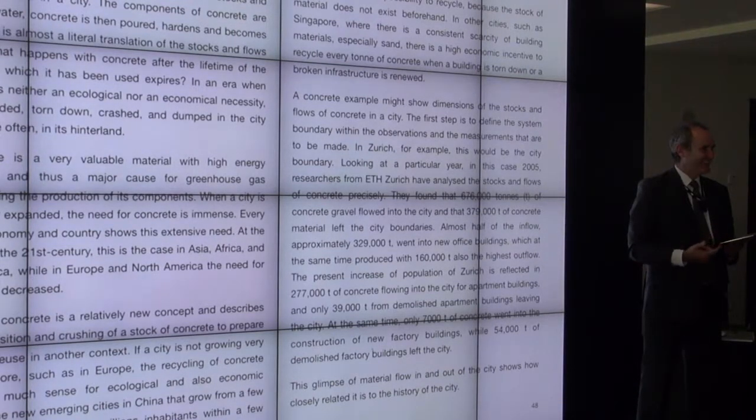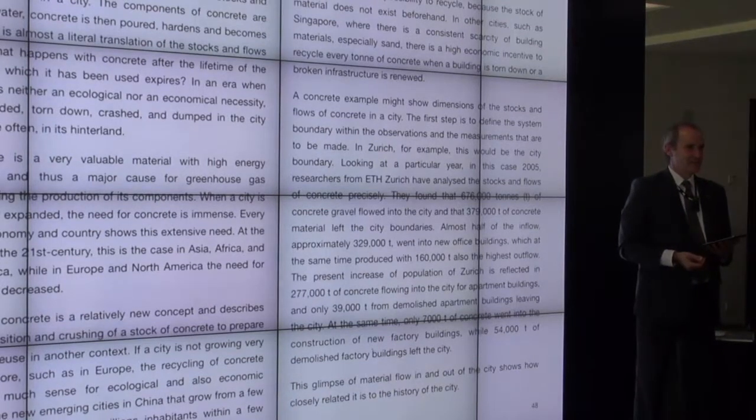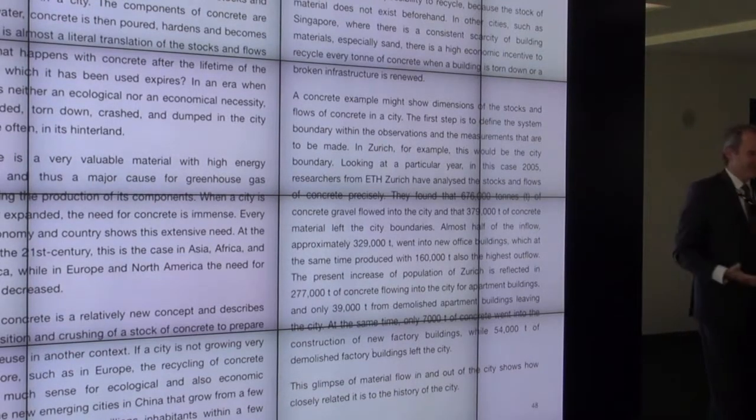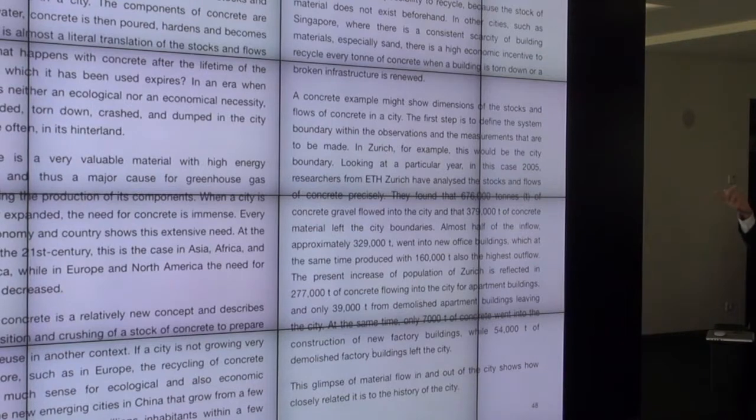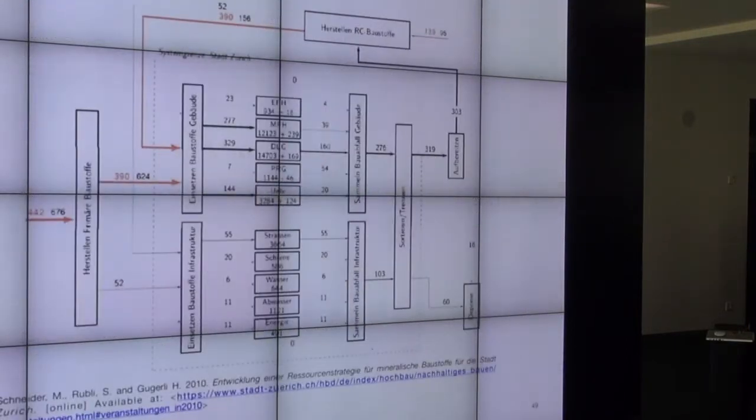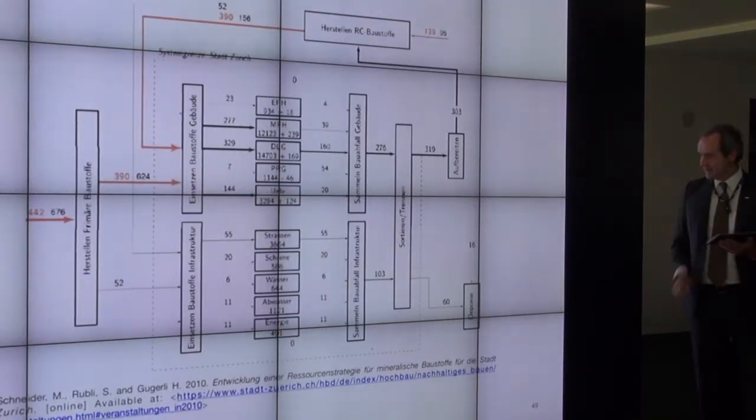No idea, huh? I didn't believe that, but when I saw these numbers, it was very clear to me. Anyway, the stock and flow of concrete in Zurich looks like this.